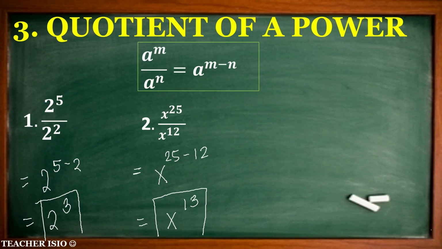Let's have example number 3. In example number 3, we have y raised to 55 over y raised to 17. So, again, just subtract the exponent. So, we have now y raised to 55 minus 17. So what is 55 minus 17? We have 38. Therefore, the answer is y raised to 38.